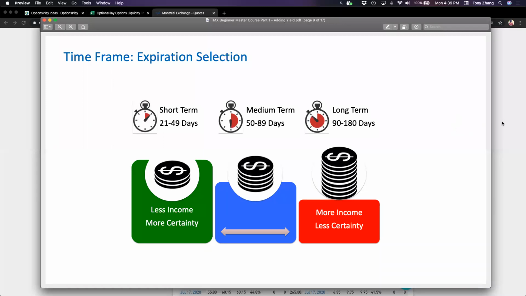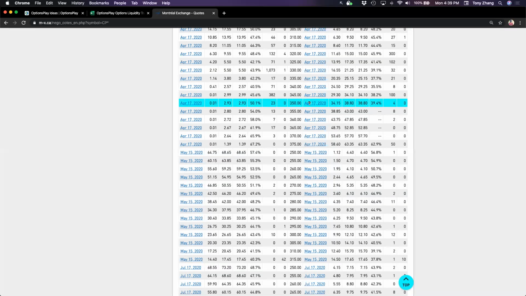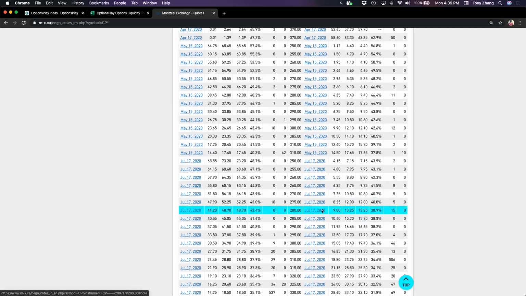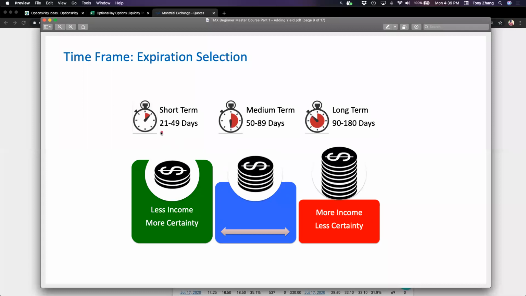For both covered calls and short puts, selecting an expiration date is actually the same method. As you can see here, I have April, May, July. There are a lot of different choices, ranging from short term to long term. And what you're going to notice is that when you sell a put option or a call option and choose from these short dated options, you're going to get less income. The reason is that you have a lot more certainty as to what's going to happen between now and the expiration date.